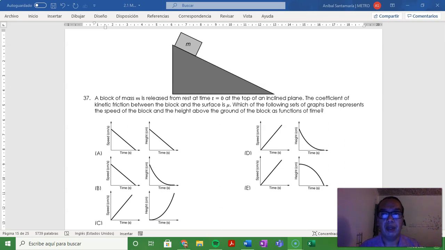37. A block of mass m is released from rest at time t equals 0 at the top of an inclined plane. The coefficient of kinetic friction between the block and the surface is mu. Which of the following sets of graphs best represents the speed of the block and the height above the ground of the block as functions of time?